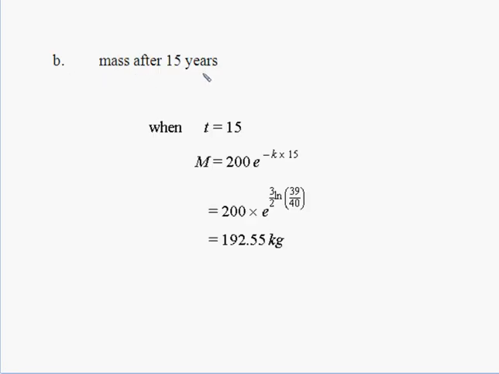B, we want the mass after 15 years then. So when t is 15, we do our substitution. So the minus k times 15 gives us 3 on 2, natural log of 39 on 40. Realise that that's going to be a negative, so it's still going to be decaying. So it should be less than 200, it should be 192.55 approximately.